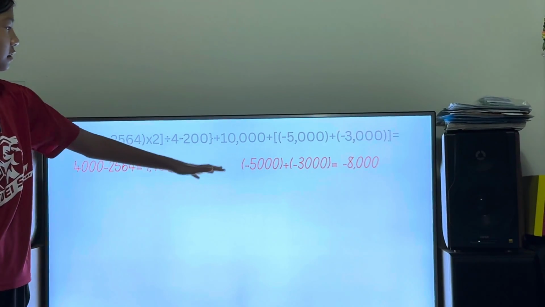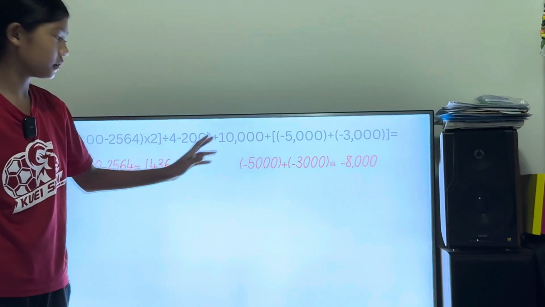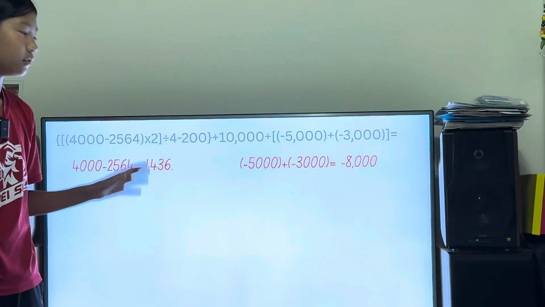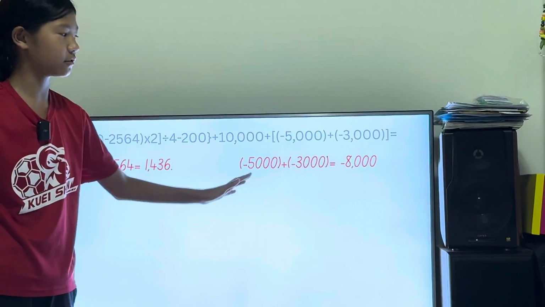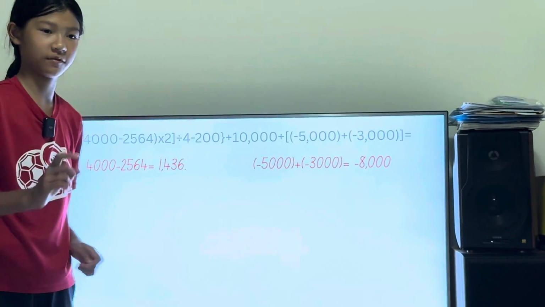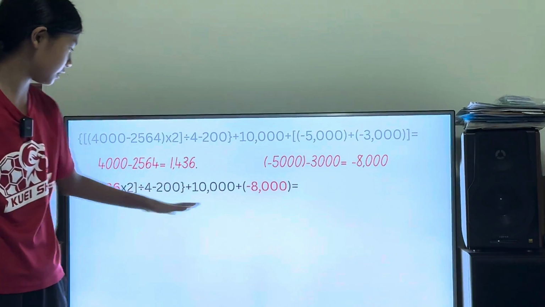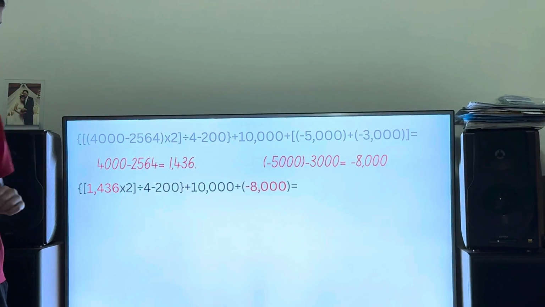And here, this is his other parentheses. We're breaking the other parentheses down. -5,000 plus -3,000, because adding them together will be easier to subtract in the future. So now it becomes -8,000. This is the final broken down equation, first broken down one.